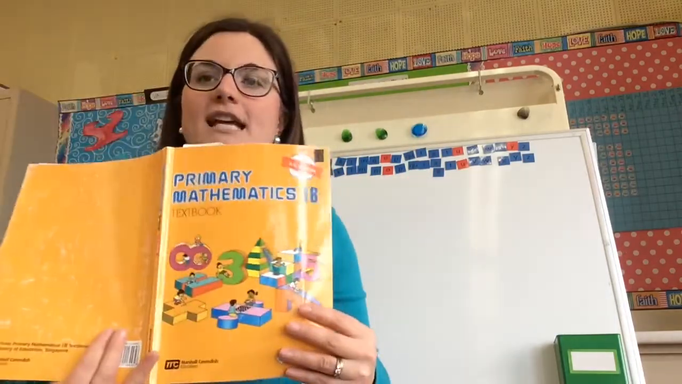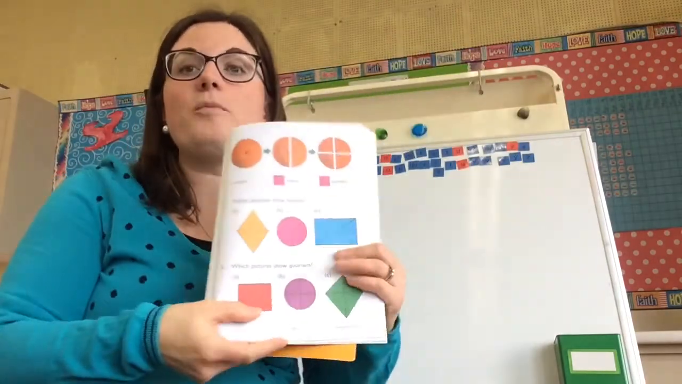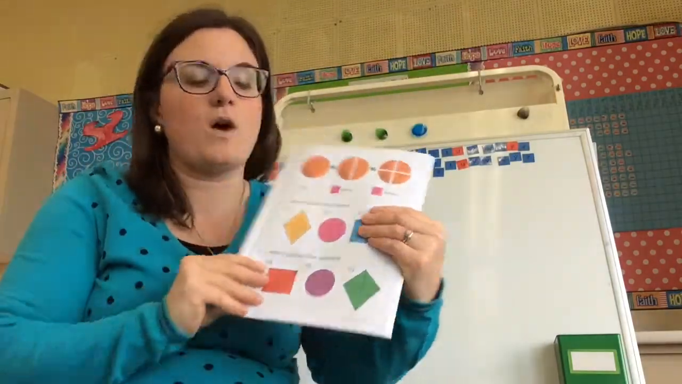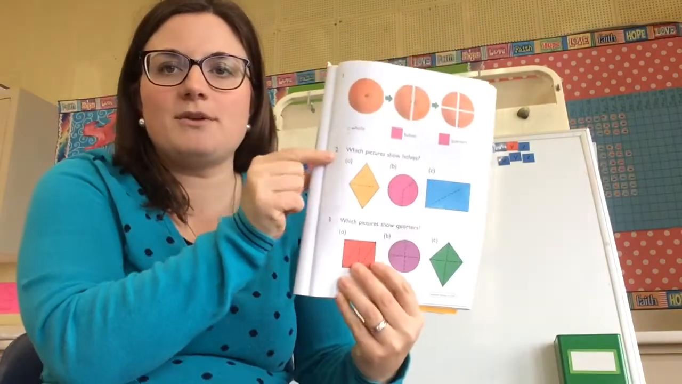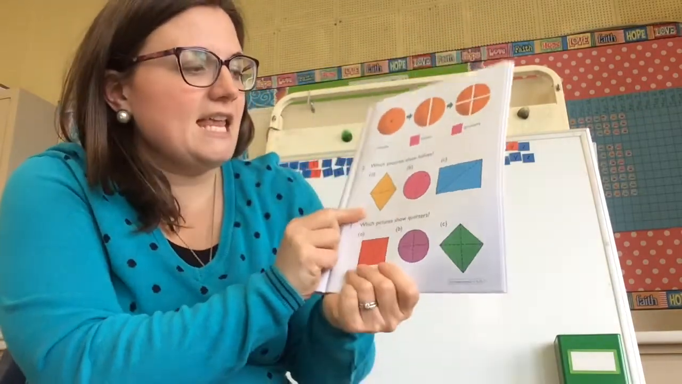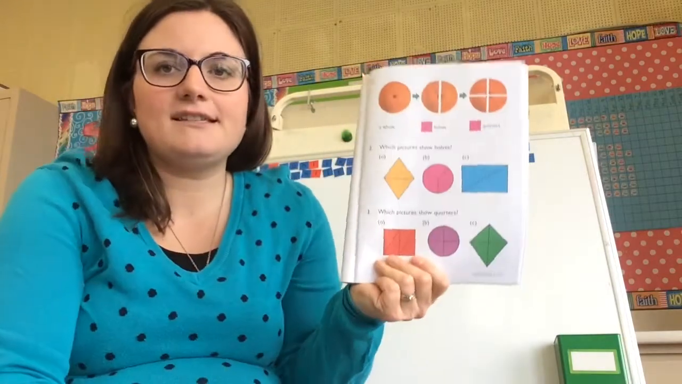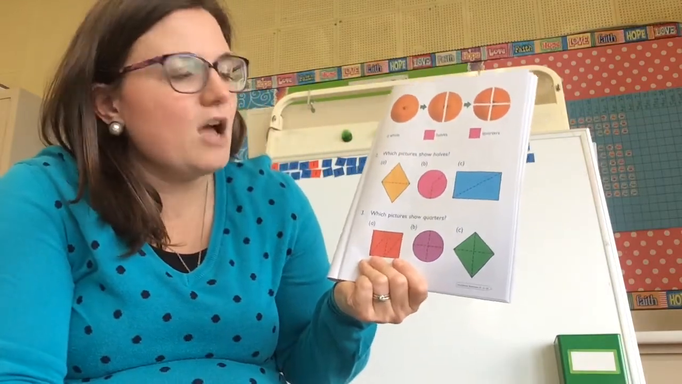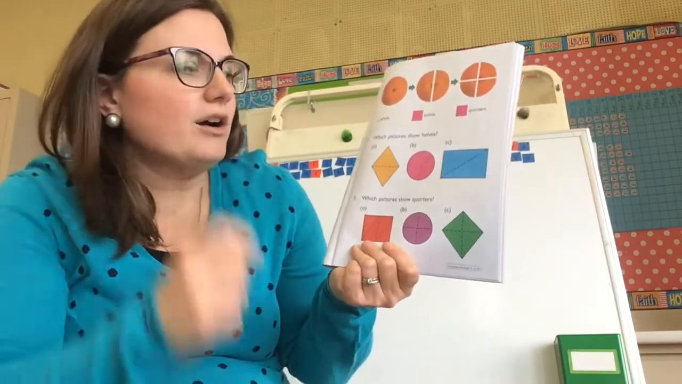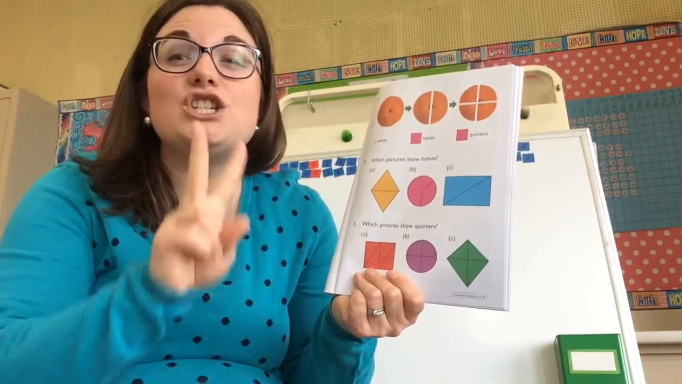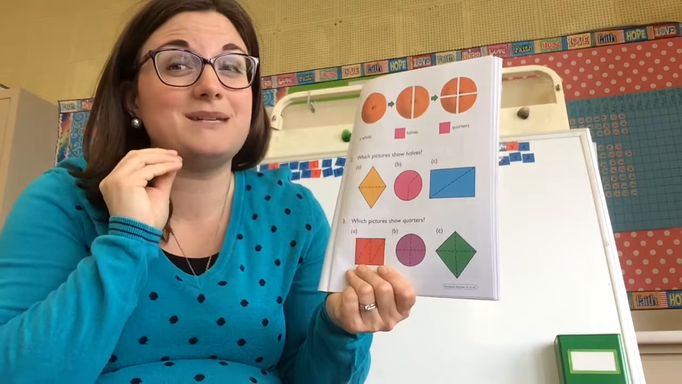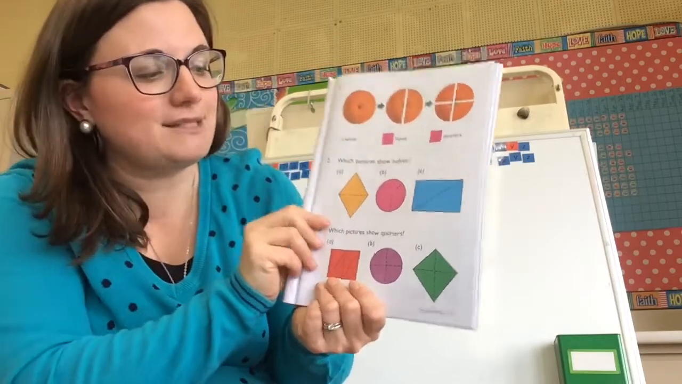Now I want you to get your textbook and open to page 61, okay? And we're going to start at question 2, which is right about the middle of the page. We're going to look at each of these shapes or objects, and I want you to tell me, are they in half? Have they been broken into 2 equal pieces? Remember, they have to be the same size. Equal means the same size.